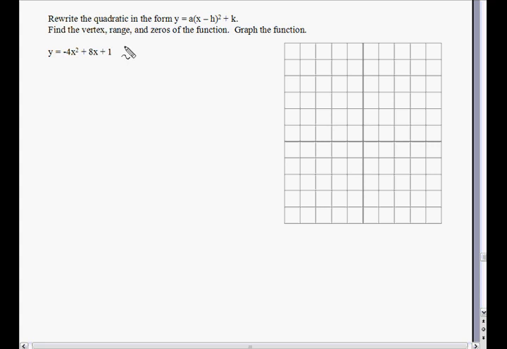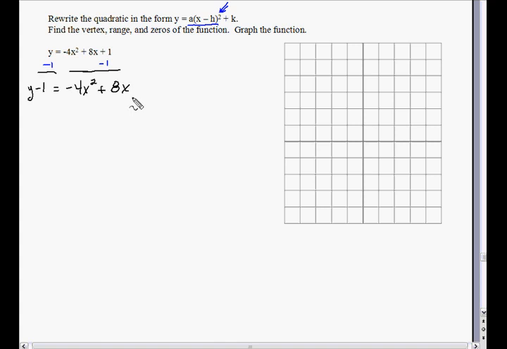Rewrite the quadratic in the form y equals a times x minus h squared plus k. Find the vertex, the range, and the zeros of the function. Graph the function. So if you want to try and write it in this form with an exponent 2 on the outside, we're going to first have to move this constant to the other side of the equation.